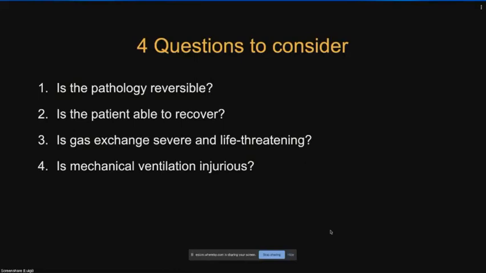The third and the fourth has to do with gas exchange and mechanical ventilation. So the third is, is the gas exchange so severe that it's life-threatening and we need to do something now? Or is the mechanical ventilation injurious? So the first two is about patient selection, and the second two is about timing and indication.